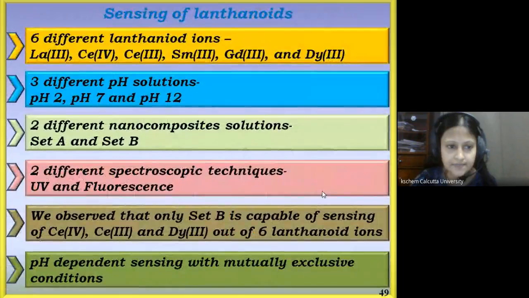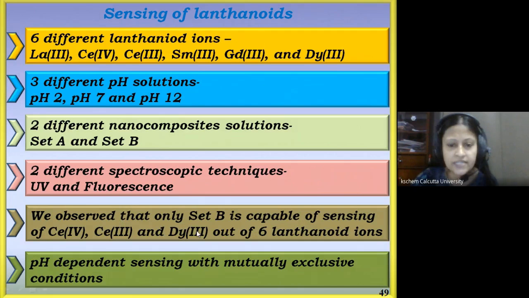larger in size. Now for sensing, we have six different lanthanoid ions: lanthanum, cerium-3, cerium-4, samarium-3, gadolinium-3, and dysprosium-3. Three different pH solutions: pH 2, pH 7, and pH 12. Two different nanocomposite solutions, set A and set B. Two different spectroscopic techniques, UV and fluorescence.